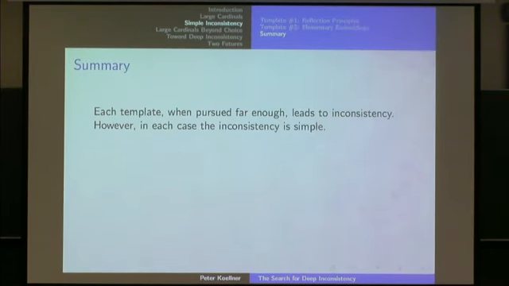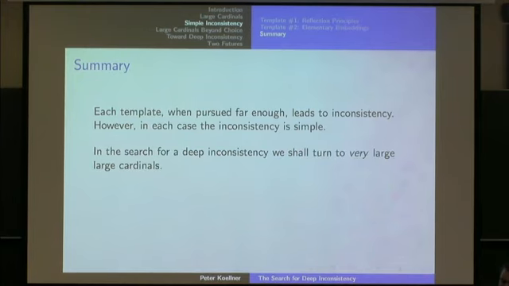Okay, so each template, when pursued far enough, leads to inconsistency, which is kind of unfortunate because if these templates are giving you a justification for the large cardinal axioms, you'd hope that they just worked all the way, and you want to have a good understanding of where they break down. But in each case, the inconsistency is simple. And in the search for a deep inconsistency, what we're going to do is turn to very large cardinals. So the small large cardinals are the ones that are compatible with V equals L, and the large cardinals are the ones that are compatible with AC. So large cardinals imply V doesn't equal L, but they're compatible with AC.